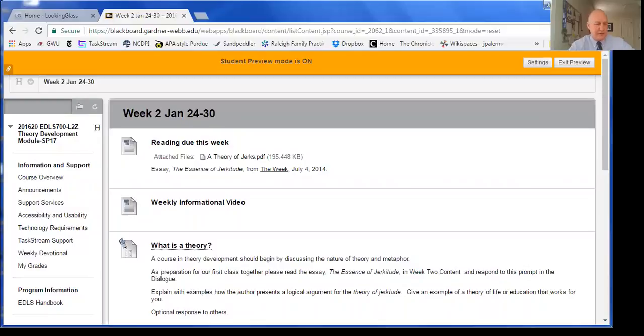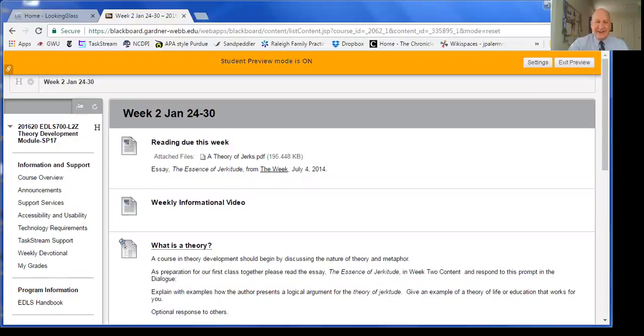EDLS 700 candidates, Dr. Palermo with a week 2 mini lesson on theory. An introduction more than anything, and I hope a little bit of a primer before our first weekend together when we're going to discuss theory in some depth.